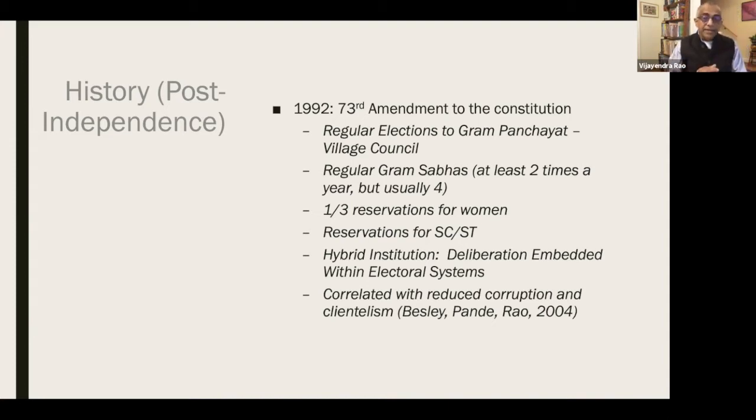The other important innovation made in the 73rd Amendment to the Indian Constitution was that 1/3 of all seats of presidents and of ward members in the village council were reserved for women. There were similar reservations for underprivileged castes, for Dalits. And so it's a hybrid institution, the Indian Panchayat system, where there is deliberation embedded within an electoral system. And we've shown, Tim Besley, Rohini Pande and I showed some time ago that having these meetings was highly correlated with a reduction in corruption and a reduction in clientelism.